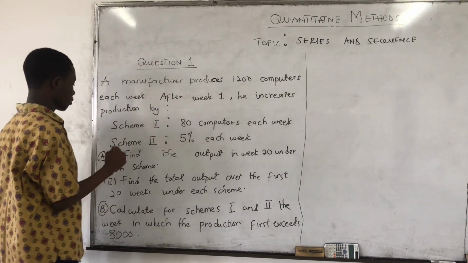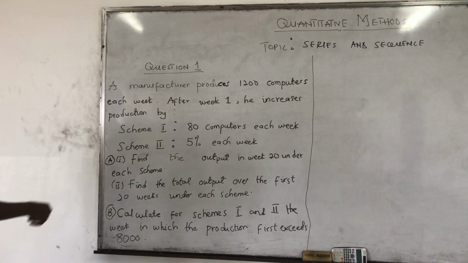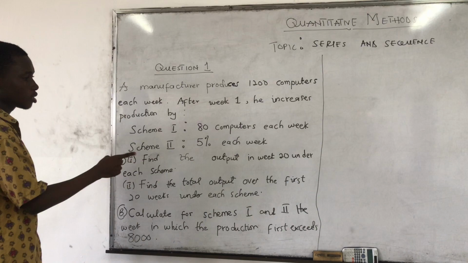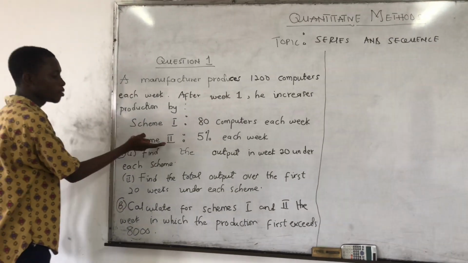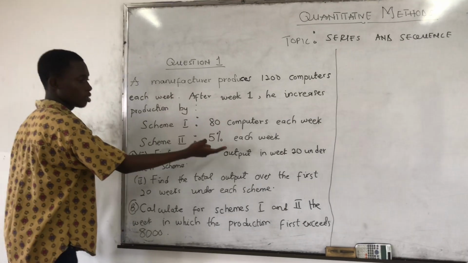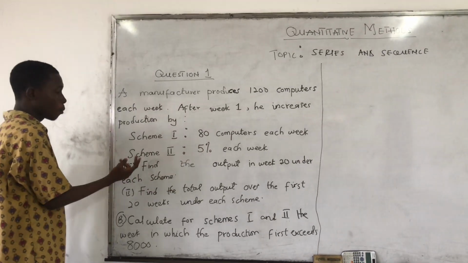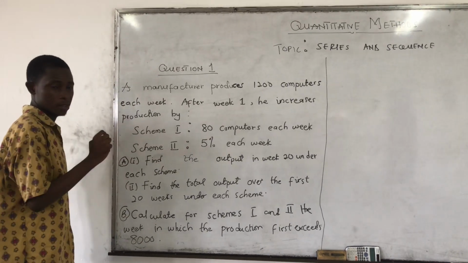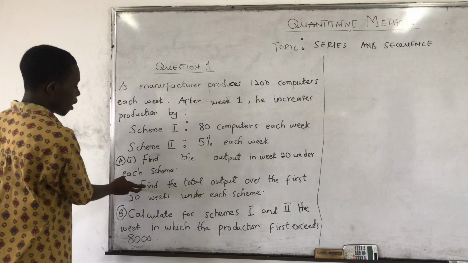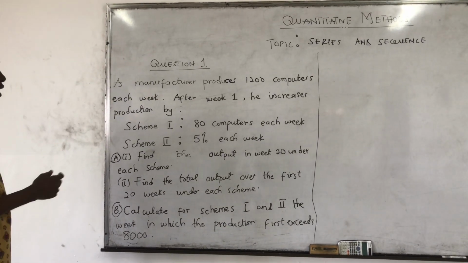Under scheme 2, he increases it by 5% each week. Now with part A of the question, let's group it into I and II. AI: find the output in week 20 under each scheme. Meaning that with scheme 1 and scheme 2, we are finding the output in week 20. II: find the total output over the first 20 weeks under each scheme.